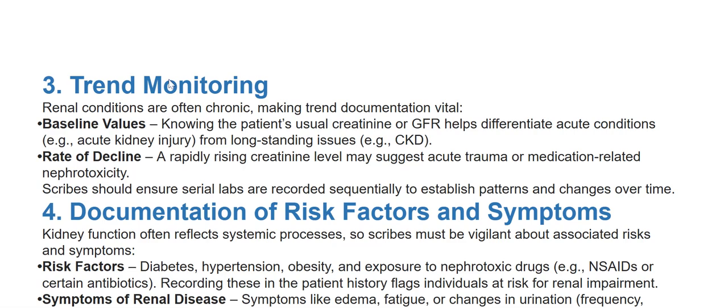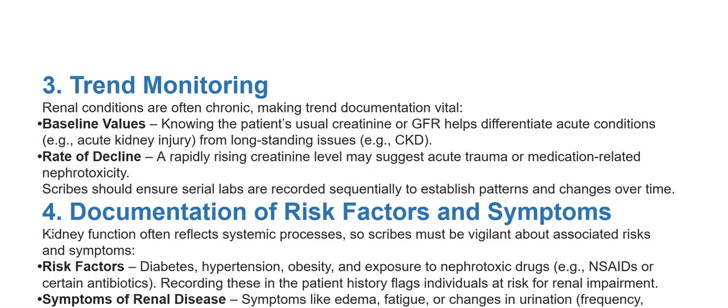Trend monitoring. Renal or kidney conditions are often chronic, making trend documentation vital. Baseline values, knowing the patient's usual creatinine or GFR, helps differentiate acute conditions, for example, acute kidney injury, from long-standing issues, for example, CKD, chronic kidney disease. Rate of decline: a rapidly rising creatinine level may suggest acute trauma or medication-related nephrotoxicity. Scribes should ensure serial labs are recorded sequentially to establish patterns and changes over time.